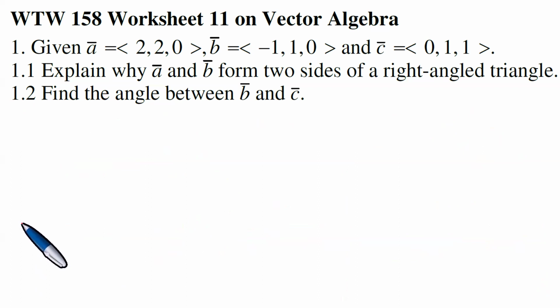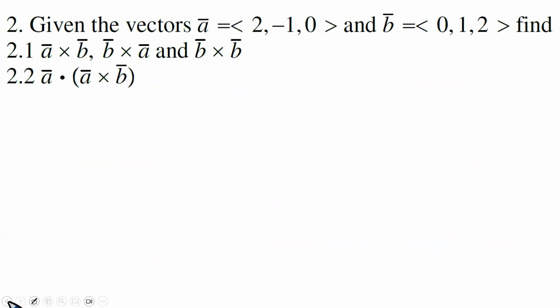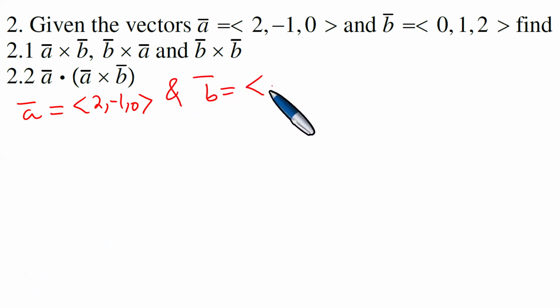Right, in the next case, we are looking at even more problems that remain very important for us to take into account. Given the vectors A and B, find the following. So we have what we call the vector cross products. We have been given the vector A with the components 2, -1, and 0, and we simultaneously have the vector B, which is 0, 1, 2, like so.